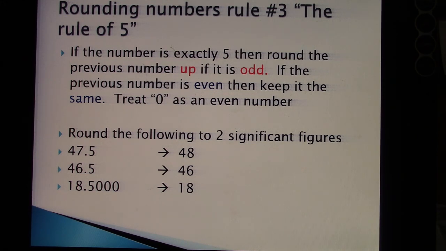So here are some examples. Round the following to 2 significant figures. 47.5 is exact, so we're going to round that to 48 because 7 is odd. 46.5 goes to 46 because 6 is even. Now if there are any numbers after the 5, even if there are 10 decimals and a 1, then it's automatically higher than 5, so you round it up. This rule only applies if the number is exactly 5.